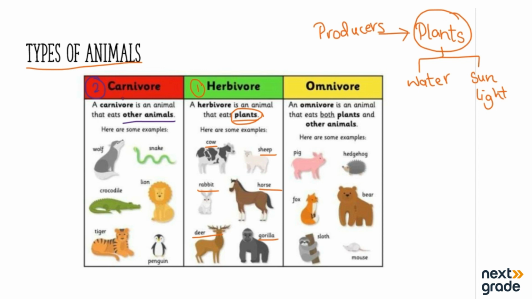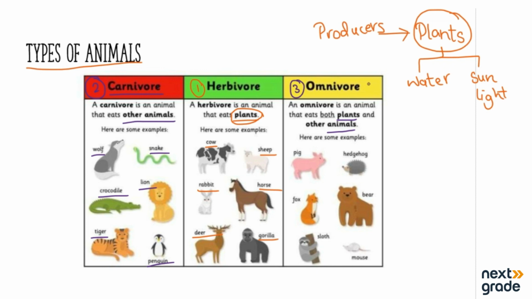Carnivores are animals that eat other animals to get their food. For example, wolf, snake, lion, crocodile, tiger and penguin. These are some of the examples of the animals that are called carnivore. We have another type of animal that is called omnivore. An omnivore is an animal that eats both plants and other animals.